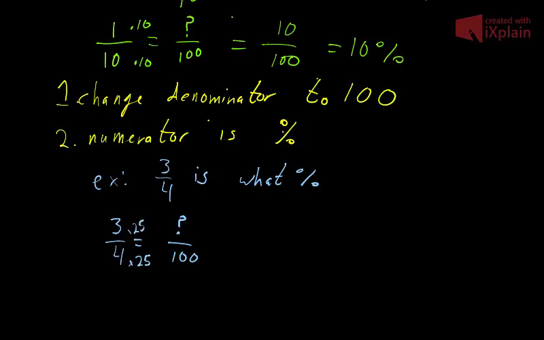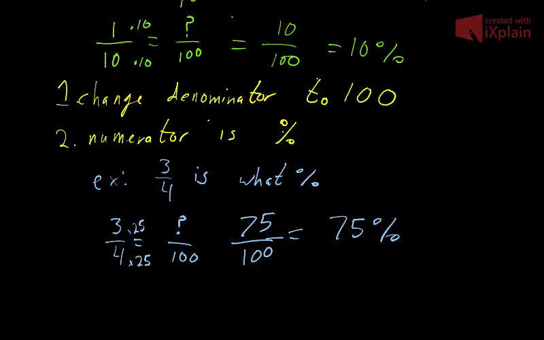And 4 times 25 is 100. So 3 times 25 is going to be 75 over 100. 75 for every 100 is going to be 75%. And just like that, we're good to go. We can do this the other way too.